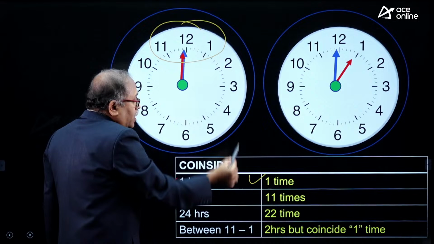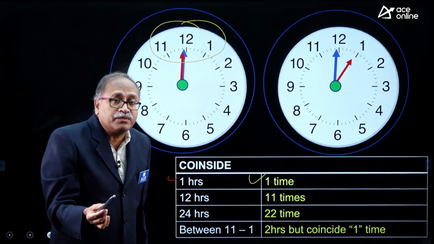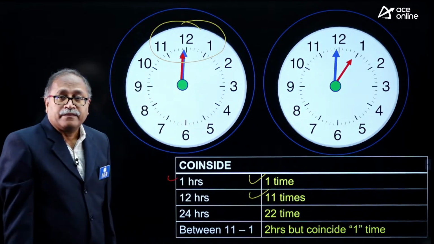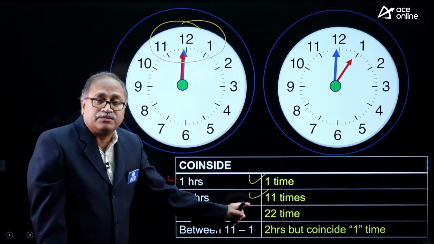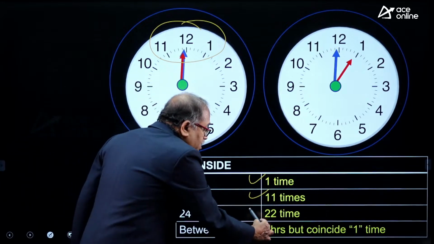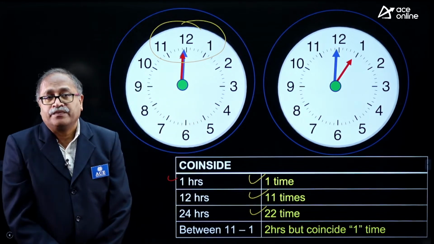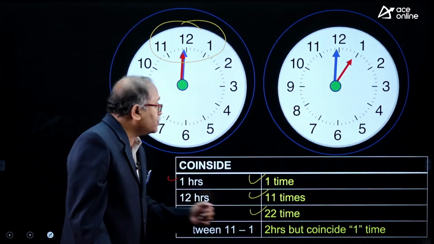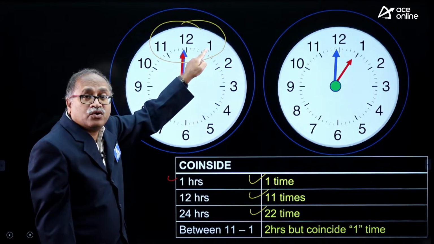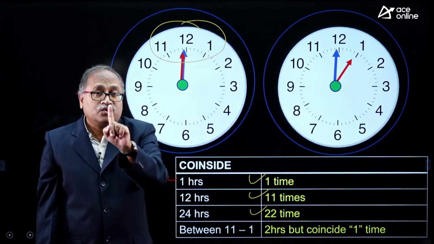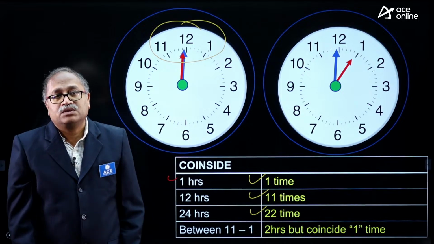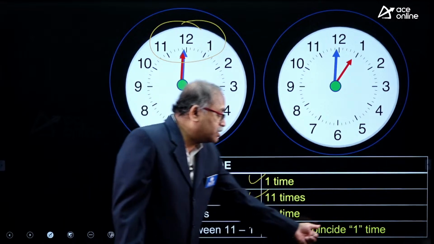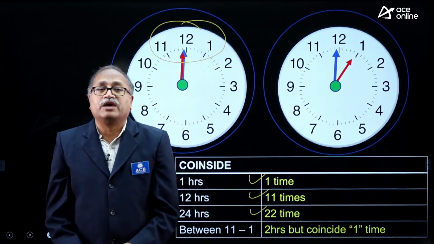So therefore, in 12 hours, the coincide will not be 12. It is 12 minus 1, 11 times they coincide. So in 12 hours, 11 times. Therefore, in 24 hours, that is 22 times. The point to be noted here is that in these 2 hours, between 11 o'clock and 1 o'clock, the coincide is only once. So look at this one, between 12 to 1, the 2 hours, the coincide is only one time.